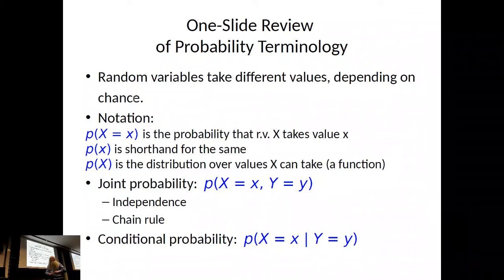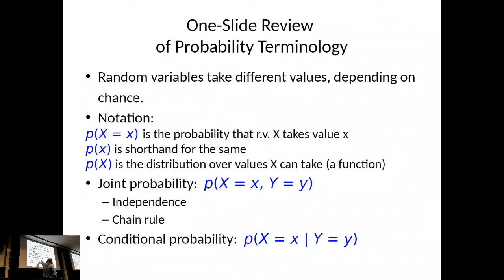Capital X refers to a particular random variable, and saying that capital X equals lowercase x, we're saying that this random variable takes x, a particular value, or chair. P of small x is shorthand for the same. P of capital X is a distribution, so it's not the probability of a particular word, it's the probability density function over all of the possible words.